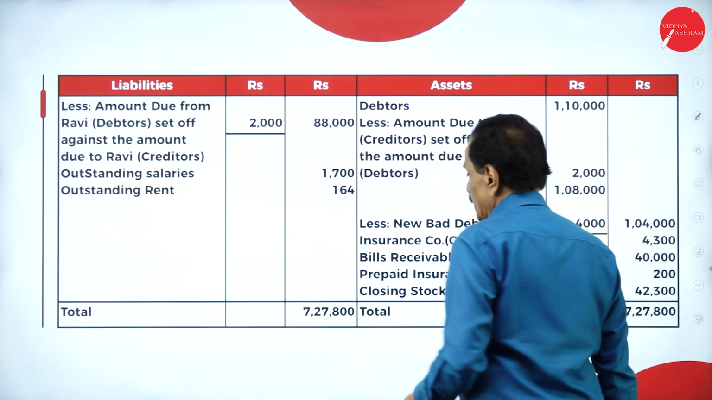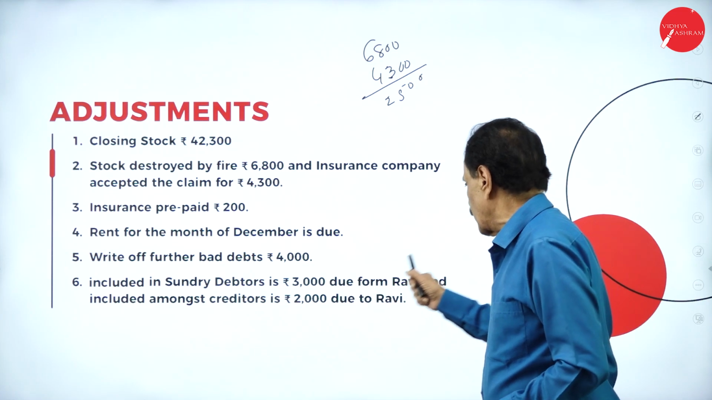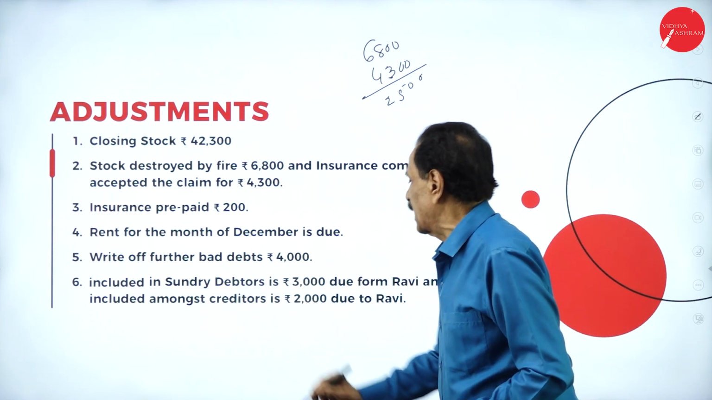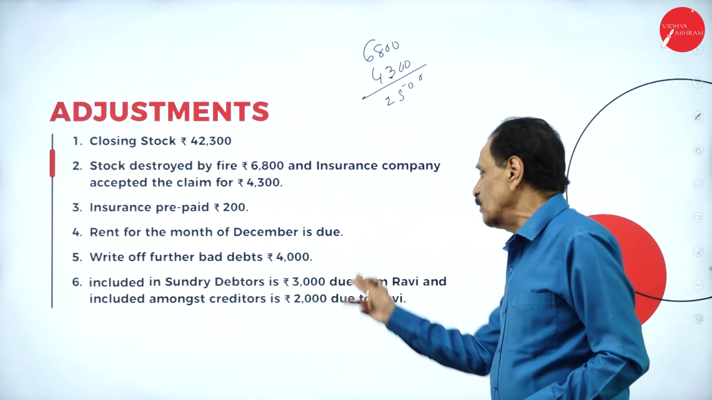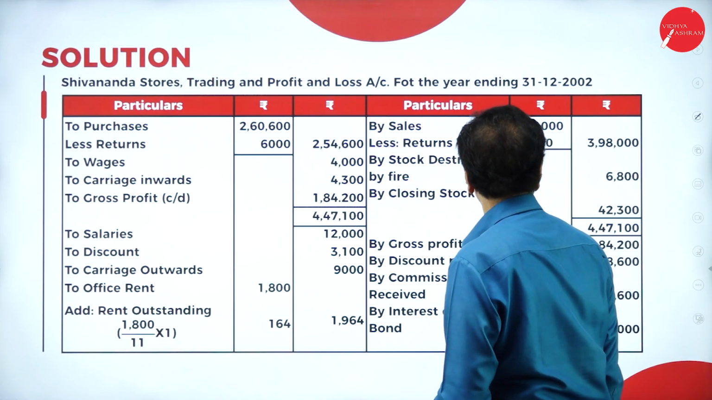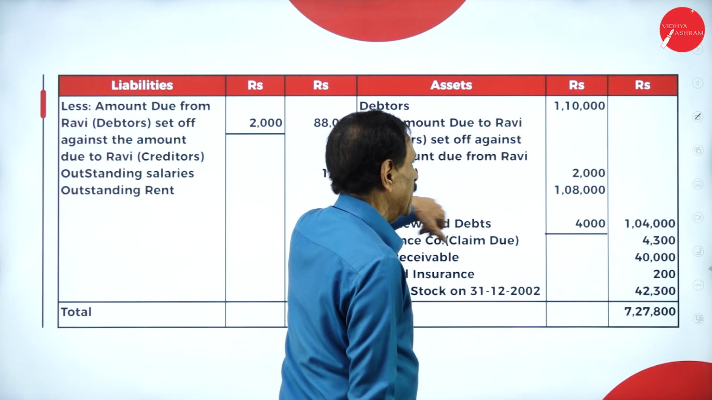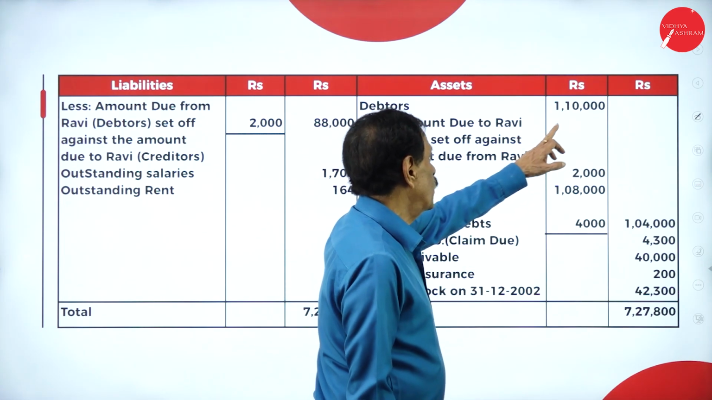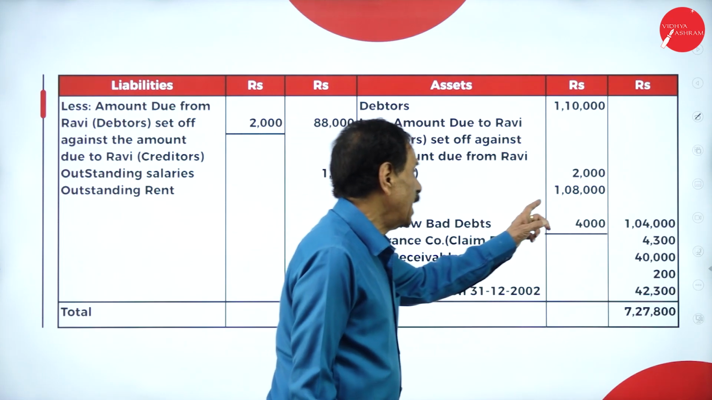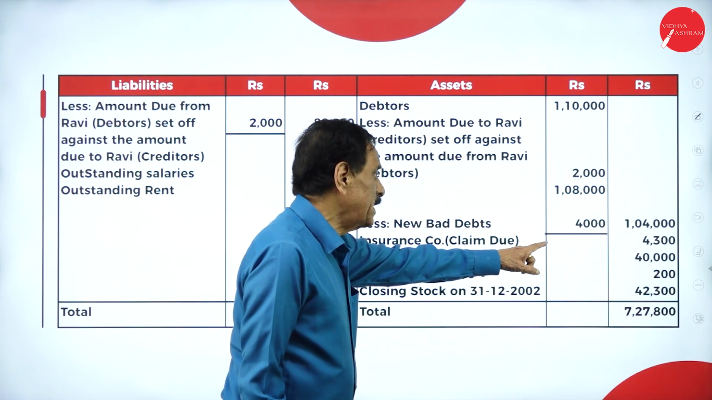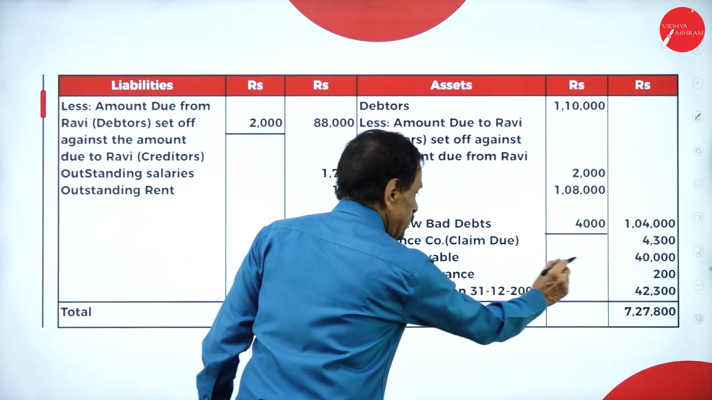Here see the adjustment. Included in debtor, 3,000 we have to receive due from Ravi, and included among the creditor is 2,000 due to Ravi. We have to receive 3,000. We have to pay 2,000. That is adjusted here. Amount due to Ravi, a creditor, against the amount due from Ravi, a debtor. How much money? 2,000. Out of 1,10,000, how much has gone? 2,000 has gone. What's the balance? 1,08,000. New bad debt is 4,000. It becomes 1,04,000. So bills receivable is an asset.